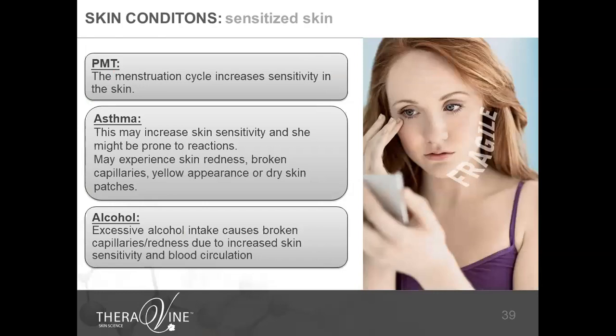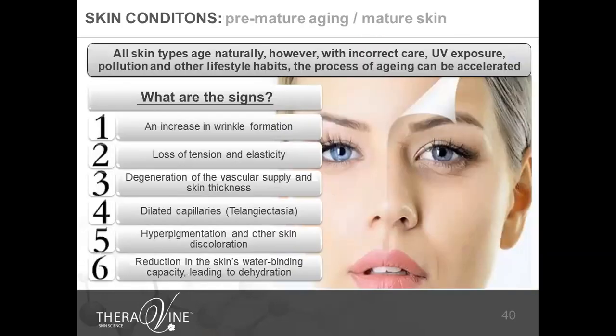Then just some things that can also contribute to sensitized skin. Once again, your premenstrual tension, asthma, it can actually increase sensitivity, and these clients can be prone to reactions. They might have redness, broken capillaries, yellow appearance, or even dry skin patches. So just something to notice. Alcohol. Excessive alcohol intake can definitely cause broken capillaries or redness due to increased skin sensitivity and increase in blood circulation. So just note those things.